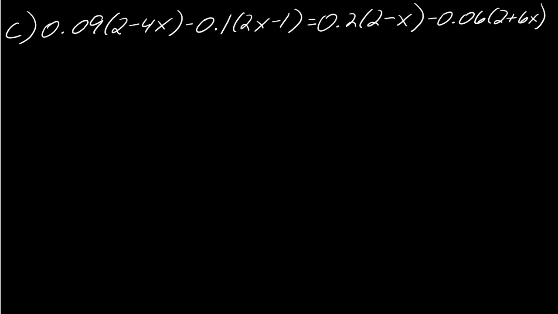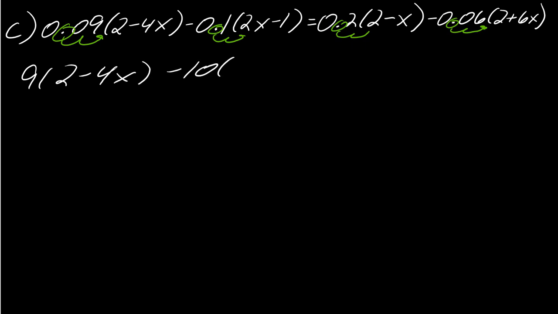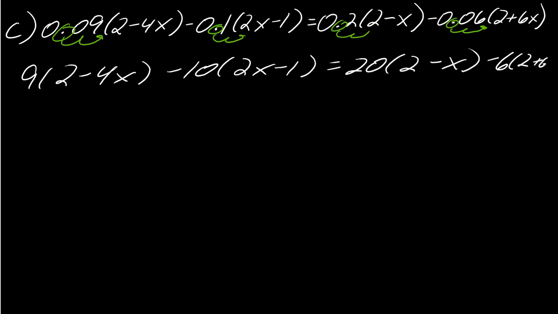Okay, so moving on to the last example. So 0.09 times 2 minus 4x minus 0.1 times 2x minus 1 equals 0.2 times 2 minus x minus 0.06 times 2 plus 6x. I can see I have to move all the decimals over 2 spots. So I'll move them all over like this. And then I can rewrite this problem. So this is 9 times 2 minus 4x minus 10 times 2x minus 1 equals 20 times 2 minus x minus 6 times 2 plus 6x.